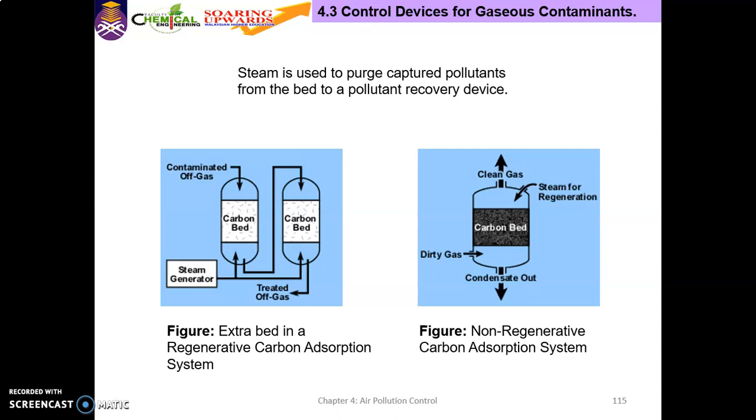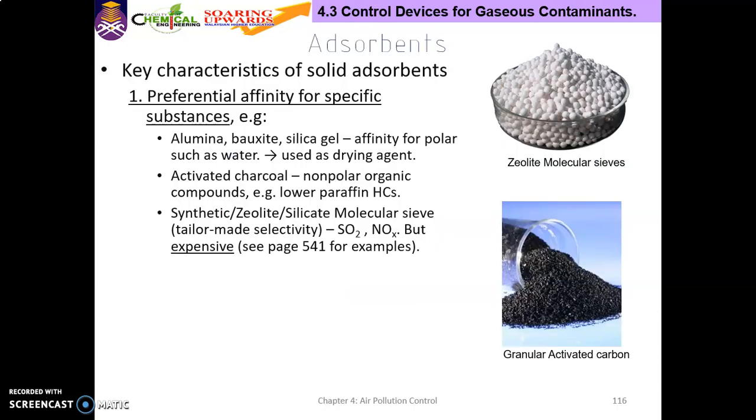Okay, so this is for the regenerative carbon adsorption system. Okay, it uses carbon as the medium. Then the other one is the non-regenerative carbon adsorption system. So steam is used to purge captured pollutants.